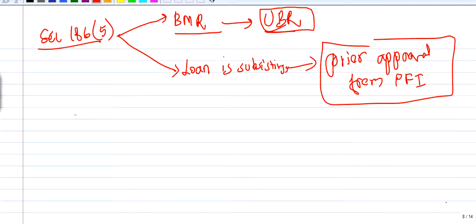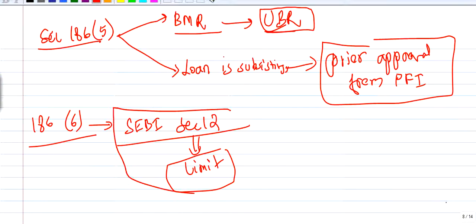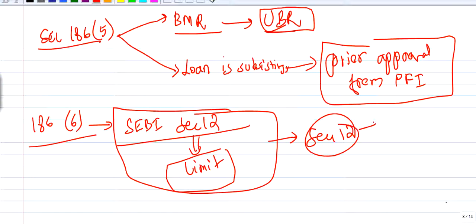Next comes subsection 6, which is with regard to the register, the company register under Section 12. They have certain limits. If that increases, they have to agree with the Section 12 limits in case of loans. That is with regard to subsection 6.